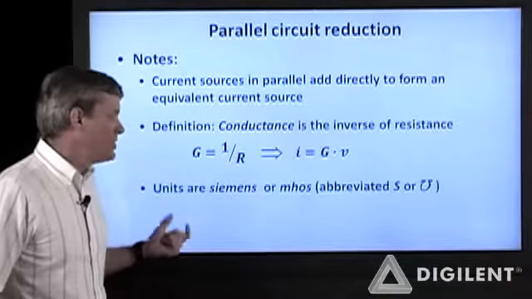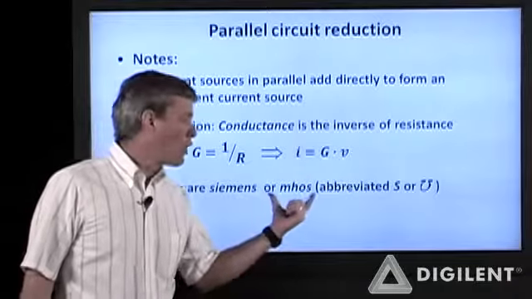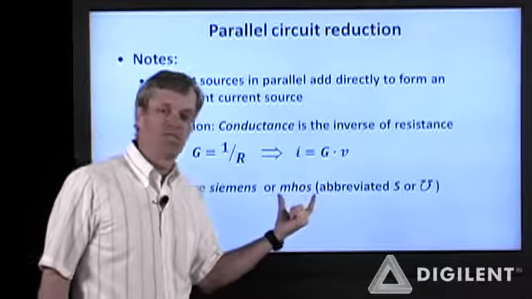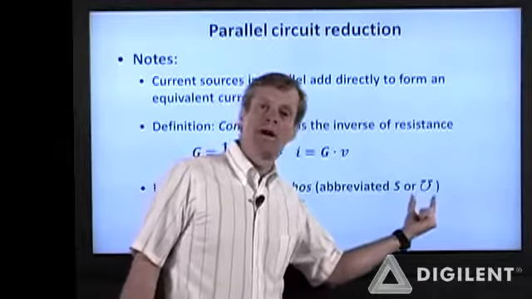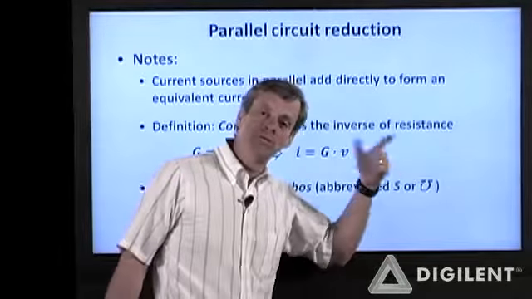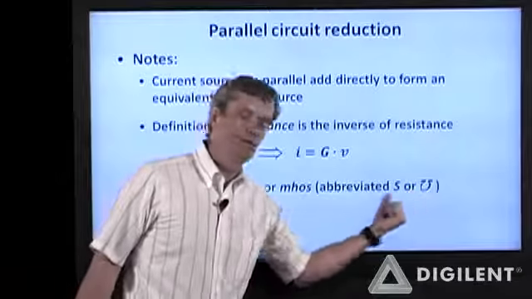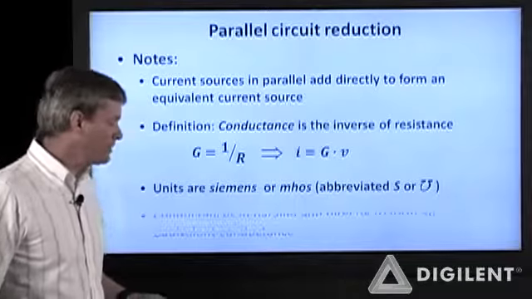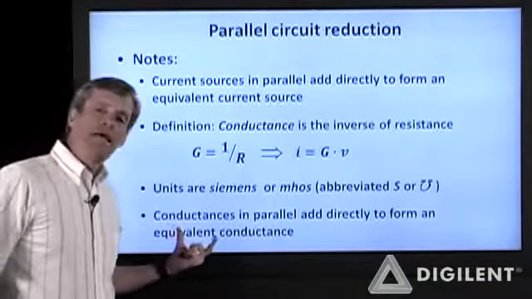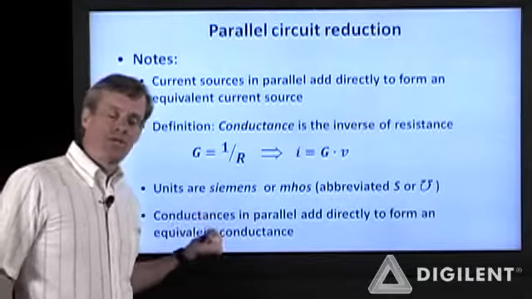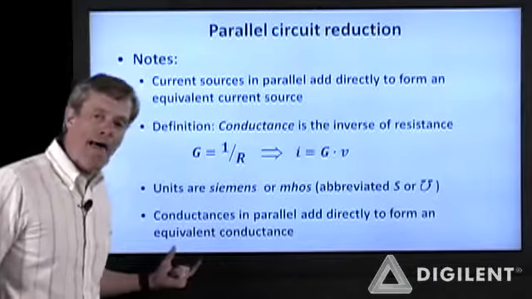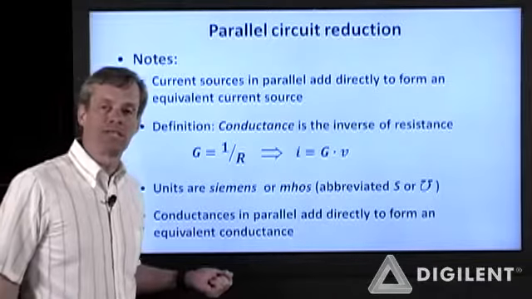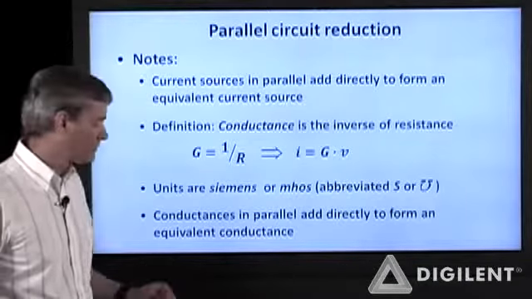Now, units of G are either Siemens or mhos. Mhos is just ohms spelled backwards. Those are abbreviated as S or an upside down omega to denote that it's 1 over the regular omega that we use for resistance. From the previous results, we can see that conductances in parallel add the same way resistances in series add.